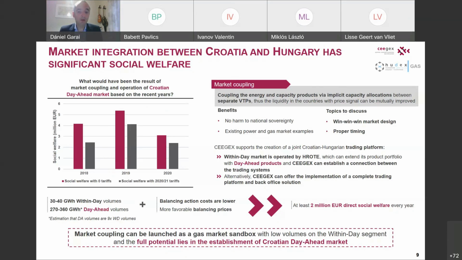Very important, it would come with a significant direct social welfare, because the most important feature of a coupled market is that the cross-border capacities are implicitly allocated, and this is a much more efficient way of cross-border capacity allocation, and provides a much more liquid, coupled market between the two countries. We presented this idea for the Croatian and Hungarian markets, but of course it can be introduced in any neighboring countries and markets.